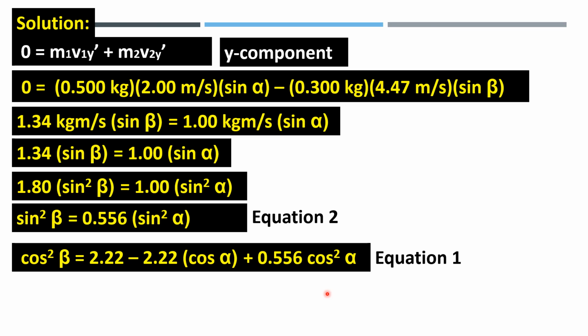And then similarly, we will also add the other terms in the equation: 0.556 sine squared theta. There's another 0.556, but this is cosine squared theta here. So when you combine these two equations, what will we get?